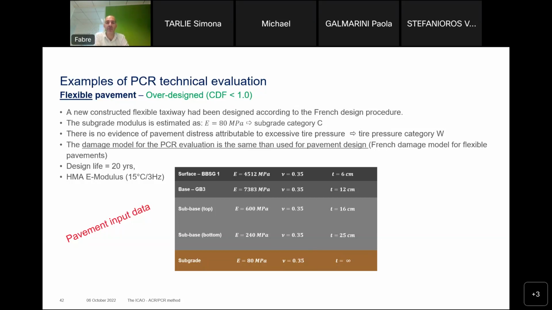And since the damage model for the PCR evaluation is the same as the one used for the pavement design, that is the French damage model for flexible pavements, the design life is about 20 years, and the modulus of elasticity for the base and the surface layers is selected at a temperature of 15 degrees Celsius. And since we have a taxiway, the speed is about 30 kilometers per hour, which corresponds to a frequency of 3 hertz. So in this pavement structure, this is the adjusted effective E-modulus, which takes into account the temperature and the aircraft speed on this taxiway maneuvering area.